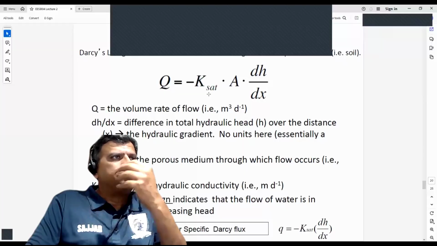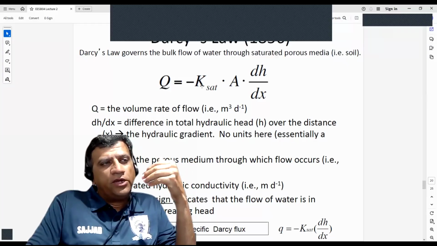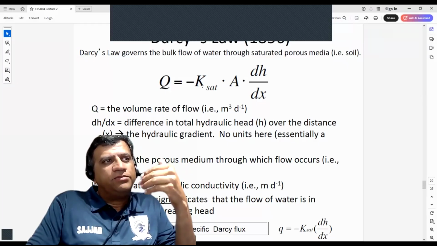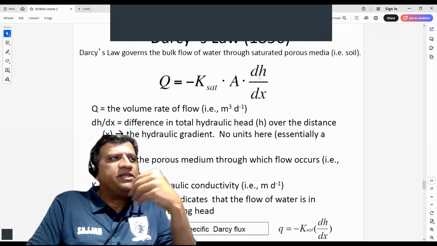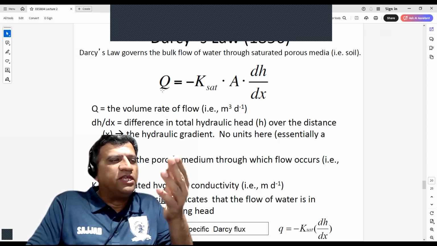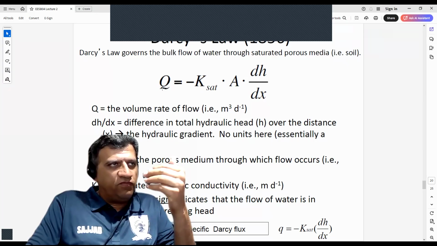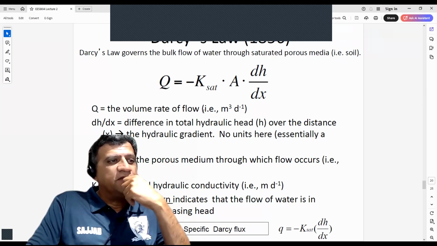Darcy's law says that the flow is equal to the hydraulic conductivity times the area times the hydraulic gradient, dH by dL. Or if you want, you can just calculate the velocity, where V is equal to minus K in the saturated zone times dH by dL or dH by dx. So let me try to explain that a little bit better.